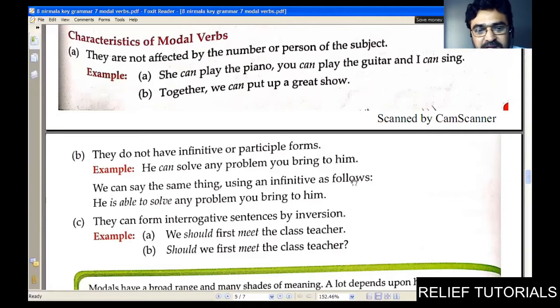They can form interrogative sentences by inversion. It is the same with the other primary auxiliaries. So we should first meet the class teacher.